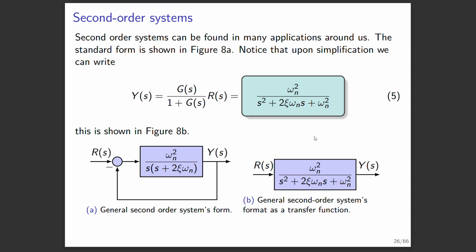Second order systems can be written in the familiar form of equation 5. As you can see, we have omega n squared in the numerator, and in the denominator we have this equation. It has two poles, and it has two parameters here. One of them is omega n, and the other one is either zeta or xi. So we are going to study them.